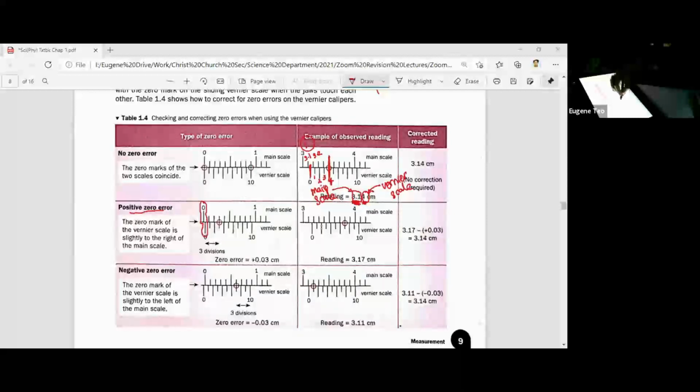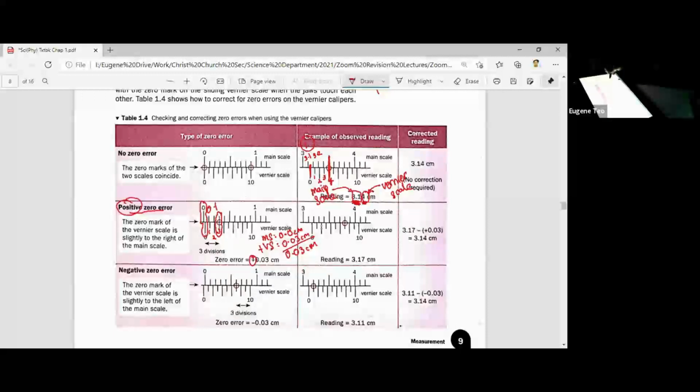Once I know it's a positive zero error, what I need to do is just read the main scale and the vernier scale. This is 0, this is 0.1. So I know that my main scale reading here is 0.0 cm. In terms of the vernier scale, this is 0, this is 1, this is 2, this is 3. You can see the 3 of the vernier scale matches the line on the main scale. So we know that the vernier scale is 0.03 cm, and when you add them both up, you get 0.03 cm. Then you're asking, how come it's positive here? If it is a positive zero error, you must have the positive sign there. So do take note of this.